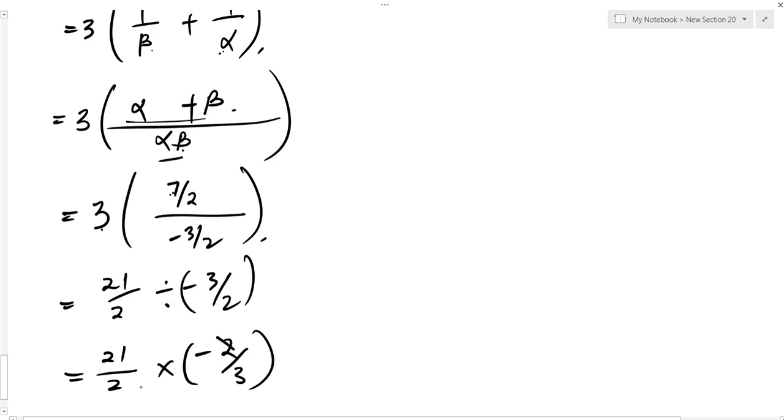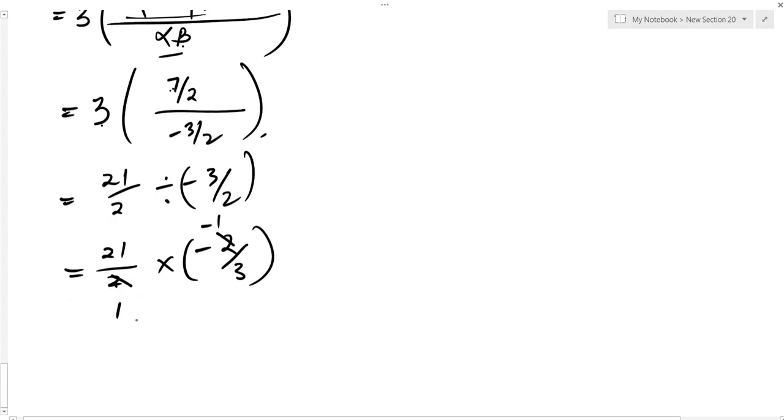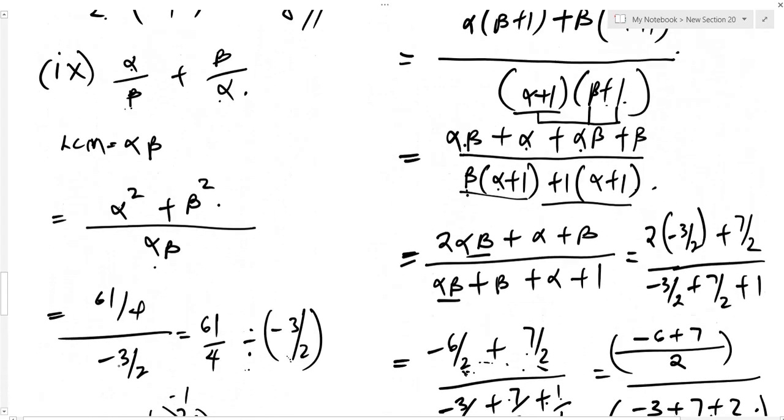2 cancels this 2. 2 divide minus 2 will give you minus 1. 2 divide this will give you 1. 3 divide this is 1. 3 divides 21 is 7. So 7 times minus 1 will give you minus 7. So minus 7 is the answer. That is the final.